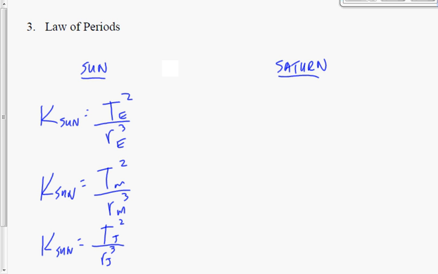We're saying Kepler's constant for the sun is determined by T and R for anything that's revolving around it. It doesn't matter. The ratio of T squared to R cubed for anything revolving around the sun is the same. Now, let's look at Saturn. Kepler's constant for Saturn is different than Kepler's constant for the sun.